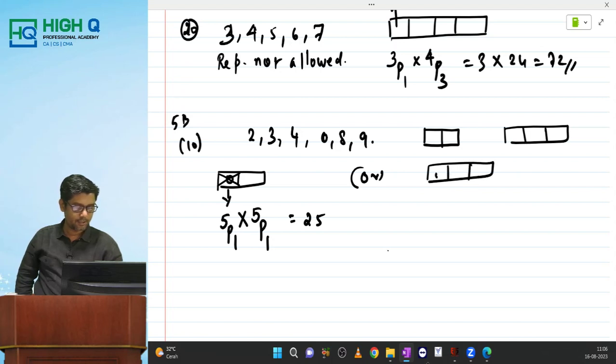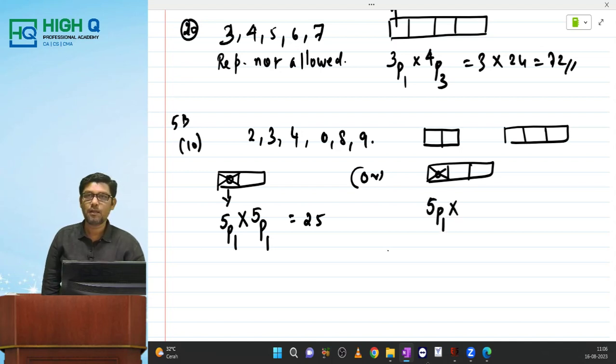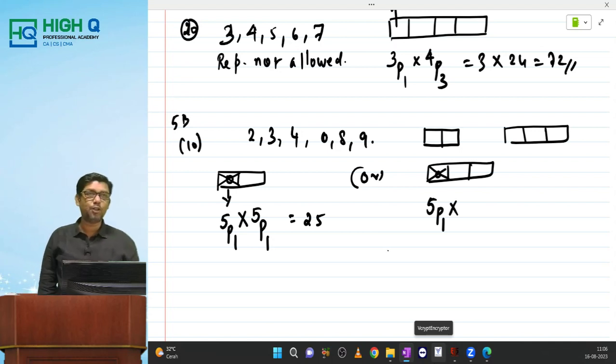3-digit number. 0 cannot be the first digit. So, in how many ways can the first digit be arranged? Not mentioned, but actually repetition is not allowed, the answer is only given. Okay, but in the examination they have to mention whether repetition is allowed or not. Now tell me, how many digits remain to be arranged? 2. How many are available? 5. So, 5P2.